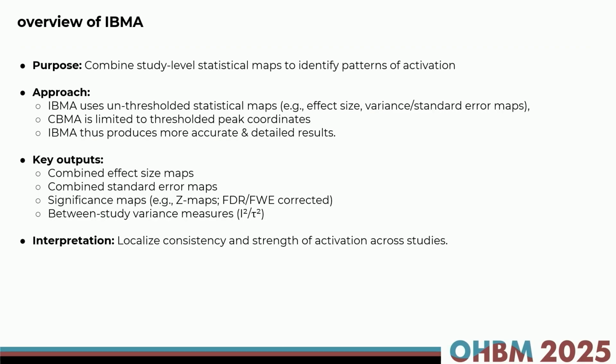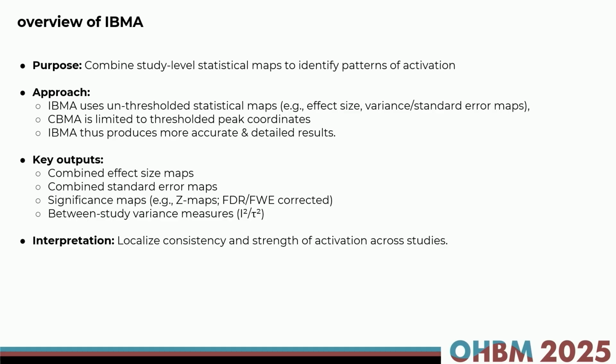The main purpose of IBMA is to combine study-level statistical maps to identify patterns of activations. As you already know, coordinate-based meta-analysis is limited to thresholded peak coordinates, while image-based meta-analysis uses unthresholded statistical maps, for example, the effect size map and the variance or standard error maps. Therefore, IBMA produces more accurate and detailed results.